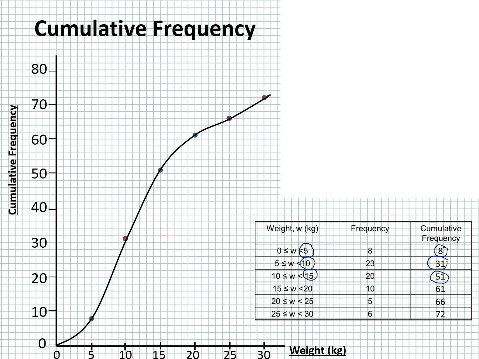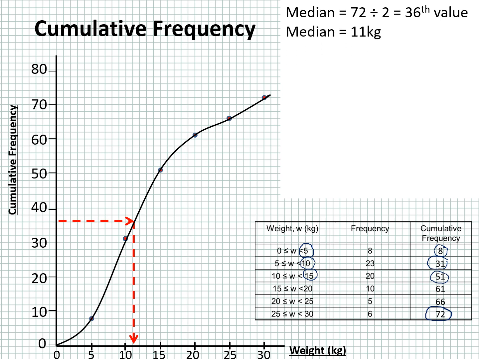Now let's remind ourselves how we can read off the median and the quartiles. Now the median, remember, that is the middle piece of data once they're in order. They're already in order because they're in this grouped frequency table. The total cumulative frequency was 72. So the median is going to be halfway up that, which is going to be the 36th value. So remember what we do, we draw a line across at 36, we drop it down, and then we read from our graph the value that that gives us. So for that particular one, that's going to be 11 kilograms, and you do draw those lines on.